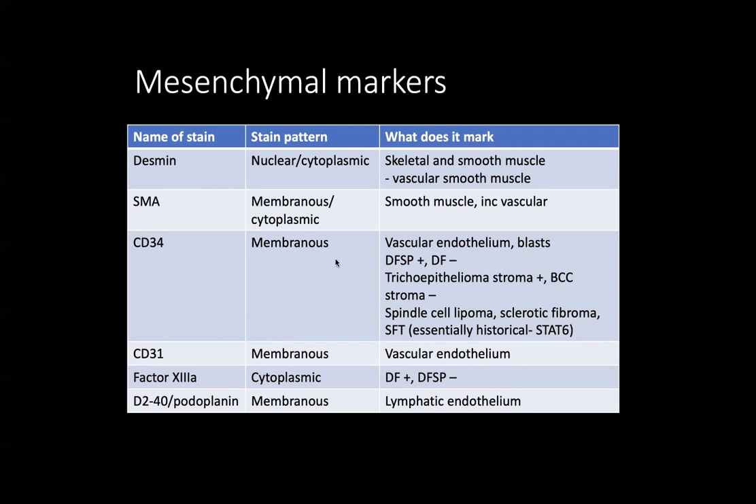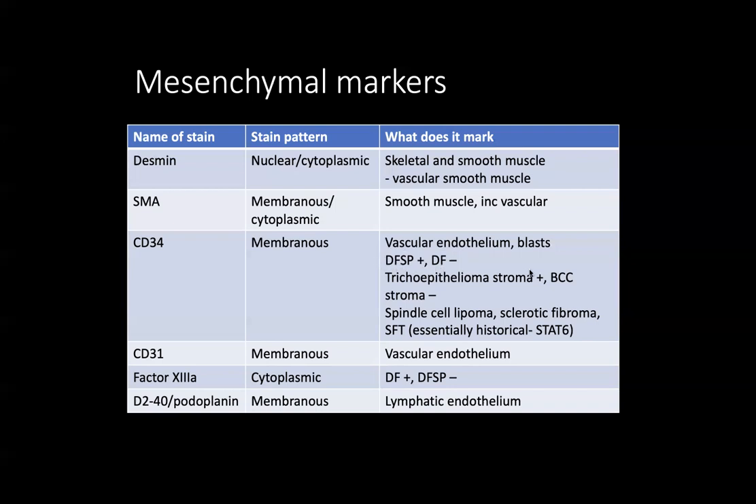CD34 is a membranous stain, and it's positive in a whole host of things, actually. So it can be positive in vascular endothelial cells. If you just stain a normal skin with CD34, you'll see the vessels highlighting. There is an entity called dermatofibrosarcoma protuberans, which is a dermal-based neoplasm composed of storiform spindle cells. And CD34 is very positive in DFSPs, but negative in a benign variant of fibrohistiocytic process called dermatofibroma. So CD34 is probably the most high yield stain to do if you're trying to exclude DFSP versus DF.